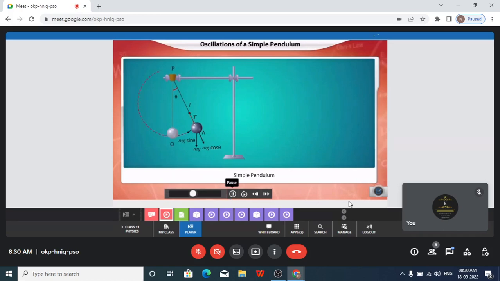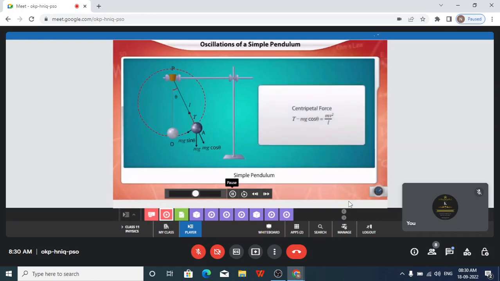The bob moves along a circular path and the resultant of the tension force and mg cos theta provides the necessary centripetal force for this circular motion. The restoring force is provided by the component of gravitational force, mg sin theta. So the necessary centripetal force is provided by the bob.